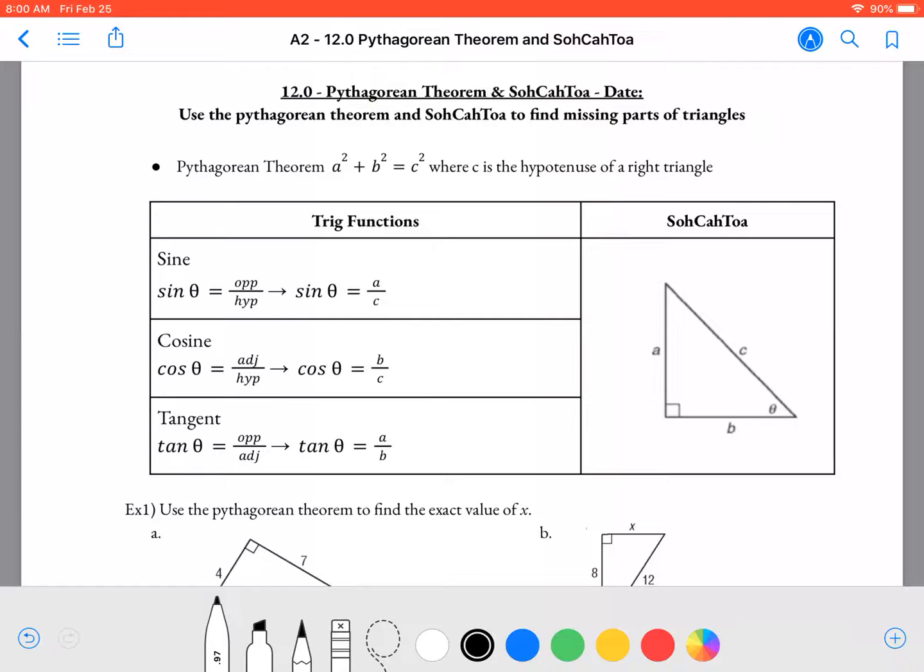So SohCahToa is really just a mnemonic device to help you remember that the sine of an angle is the side opposite divided by the side that's the hypotenuse. So that's the SOH, opposite and hypotenuse. Cosine of an angle is the adjacent side divided by the hypotenuse. And the tangent, the TOA, is the opposite divided by the adjacent.